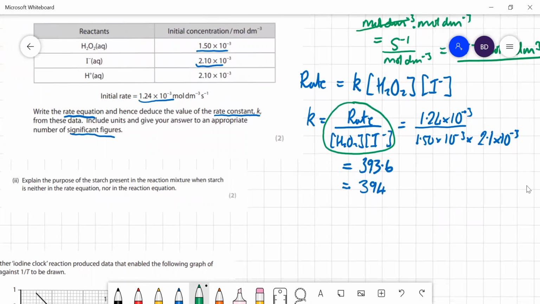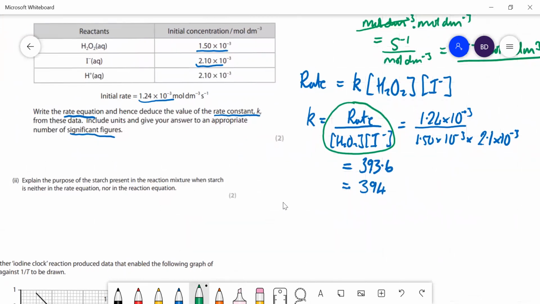Now explain the purpose of the starch in the reaction mixture when starch is neither in the rate equation or the reaction equation. The reason why we use starch is because it reacts with the I2 to form a blue-black complex, and it intensifies the color. So rather than being a very pale brown, which is the color of iodine in aqueous solution, it's a very strong blue-black color, very easy to see, even at low concentrations.